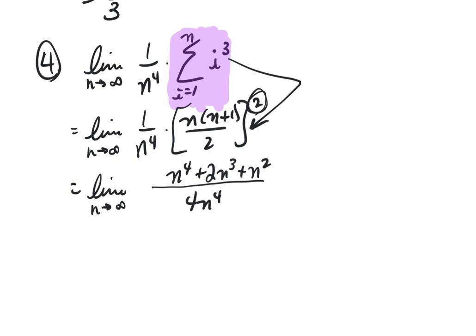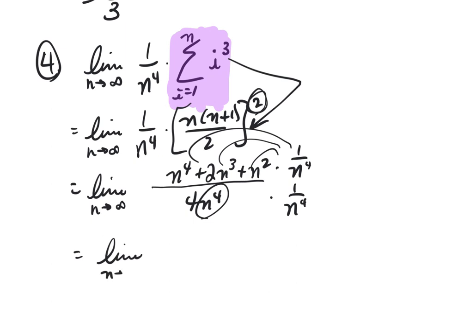Right? And to evaluate an infinite limit, we multiply top and bottom by 1 over n raised to the largest power you have in the denominator. In this case, that's n to the fourth. When you distribute, please notice the limit is still here. 1 over n to the fourth times n to the fourth gives 1. 1 over n to the fourth times 2n to the third would be 2 over n. And 1 over n to the fourth times n squared would be 1 over n squared. Down in the bottom, 1 over n to the fourth times 4n to the fourth would be 4.